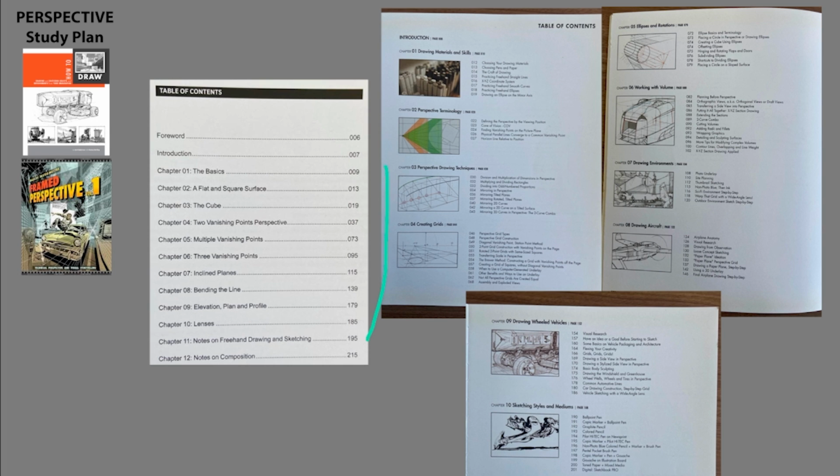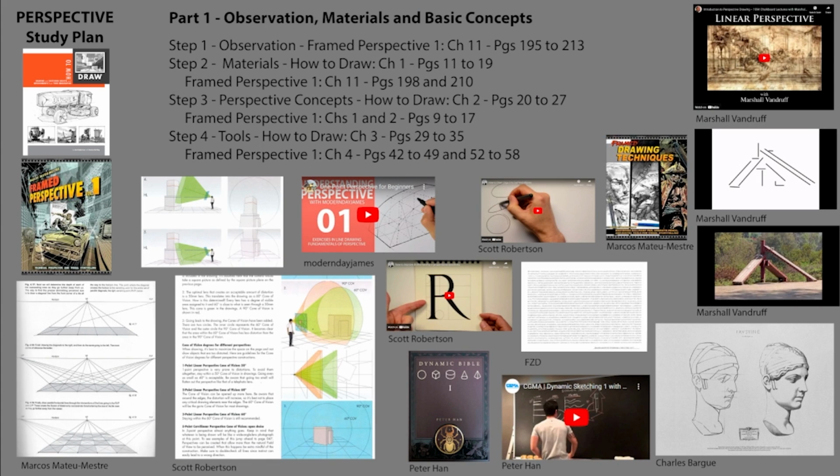So I would highly recommend starting with chapter 11. It also goes into a lot of discussions of observational drawing. So that's really interesting, and I think it's really helpful for studying perspective, learning to see before you go into a lot of the concepts that we're going to be talking about. And finally, notes on composition. So I'll touch on that briefly in part 6. But without further ado, let's jump right in.